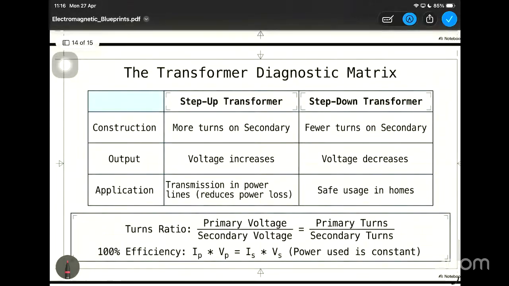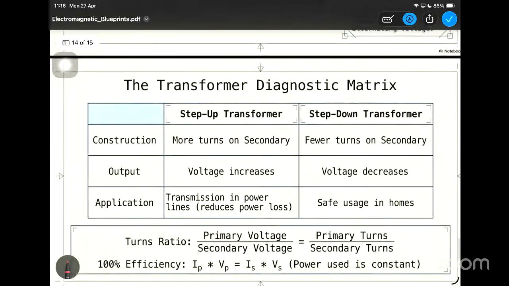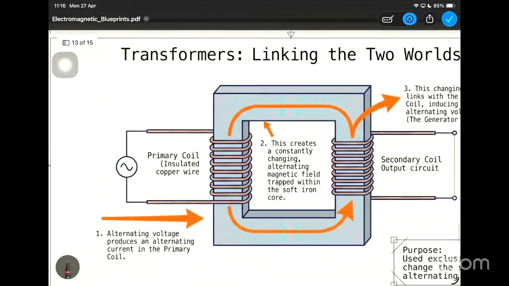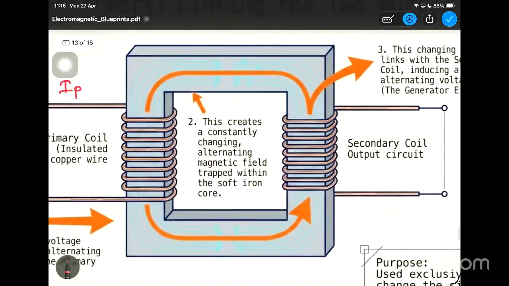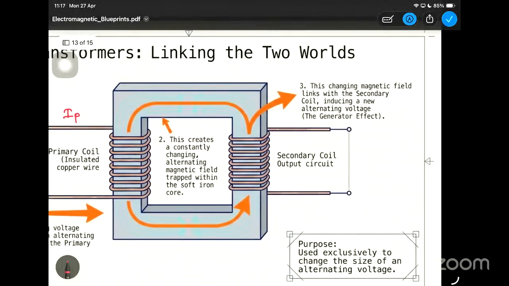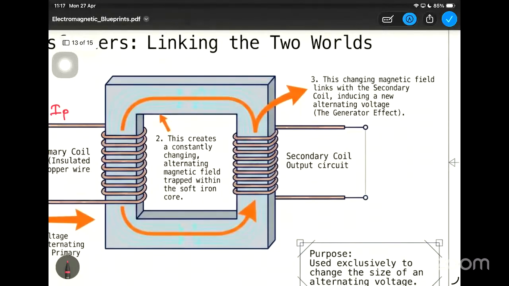All right, so we need the equations. Equations are given there, right? Here, I'll write the voltage as VP and current as IP for the primary value. The second description: this creates a constantly changing alternating magnetic field trapped within the soft iron core, right? Then the third one: this change in magnetic field links with the secondary coil, inducing a new alternating voltage. That is known as the generator effect. In the secondary coil, I will write the output voltage as Vs and the current value as Is.